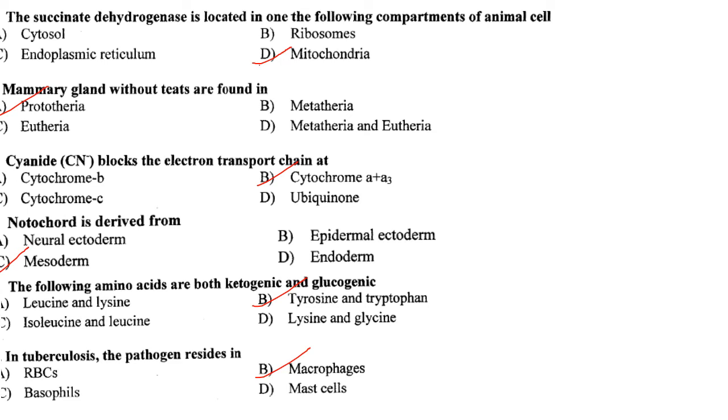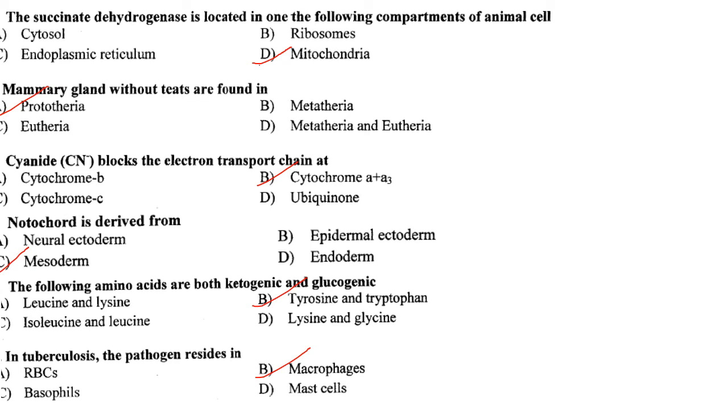Then amino acids which come under the category of being glucogenic as well as ketogenic give rise to both glucose and ketone bodies. So the glucogenic amino acids are alanine, arginine, aspartate, cysteine, glycine, glutamate, histidine, proline, methionine, serine, threonine, valine, and the ketogenic amino acid is leucine. So here they have asked for amino acids which are both ketogenic and glucogenic. So answer is tryptophan and tyrosine. Answer is option B.